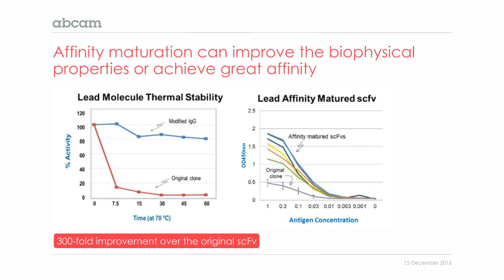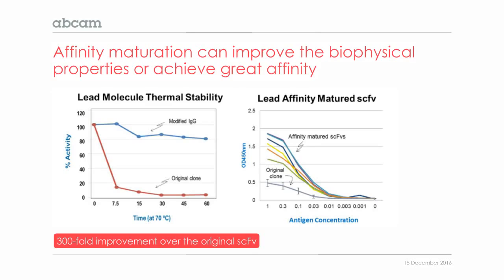Here, we have shown previously how affinity maturation can improve the stability of the binder and also help enhance the affinity of a given binder. The graph on the right shows that using affinity maturation, we were able to improve on the original clone and achieve a 300-fold increase in the affinity for the antigen.